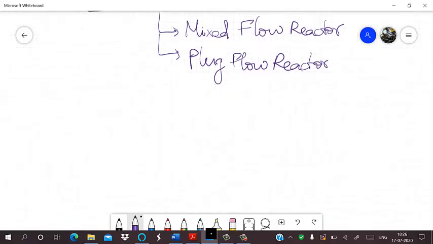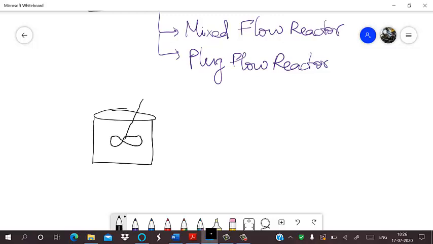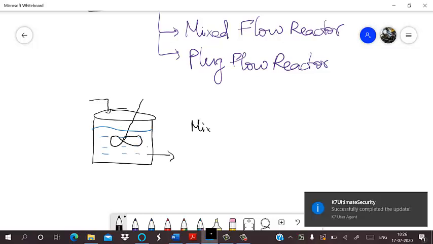Now we'll start with the mixed flow reactor. I will try to draw it as nicely as possible. There is nothing but a tank, and this tank is provided with a stirrer. So this is a mixed flow reactor in a very vague sense, where you have something getting in and something leaving the reactor, and whatever is present in the reactor is extremely well mixed. I use the term again, mixing is perfect.